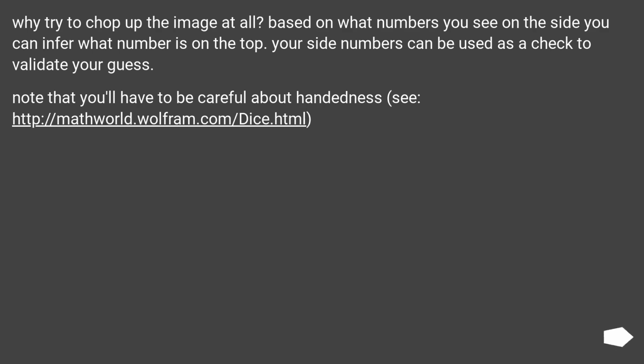Why try to chop up the image at all? Based on what numbers you see on the side, you can infer what number is on the top. Your side numbers can be used as a check to validate your guess. Note that you'll have to be careful about handedness. See this URL.